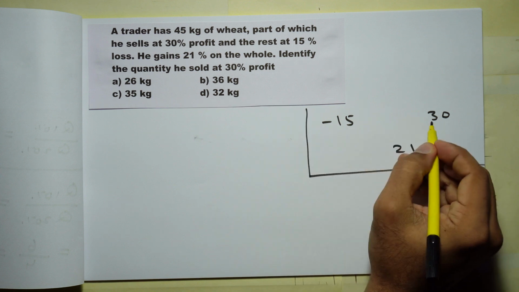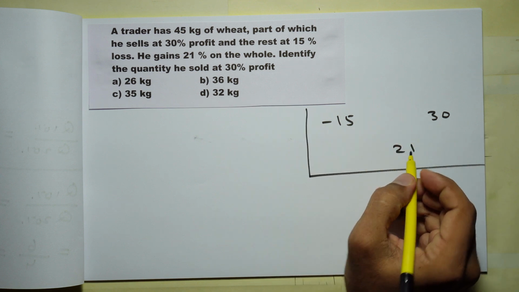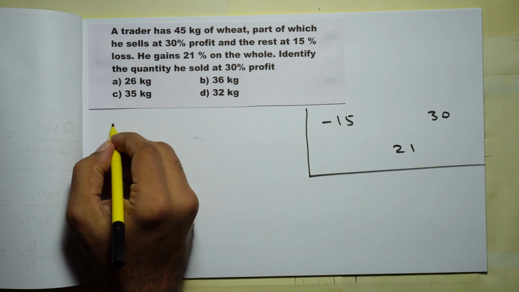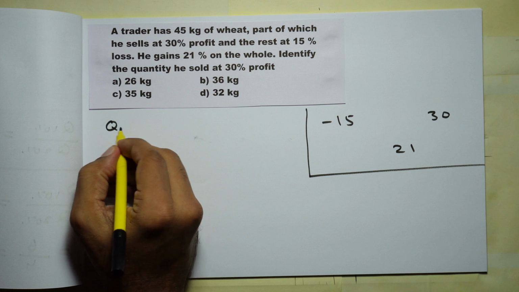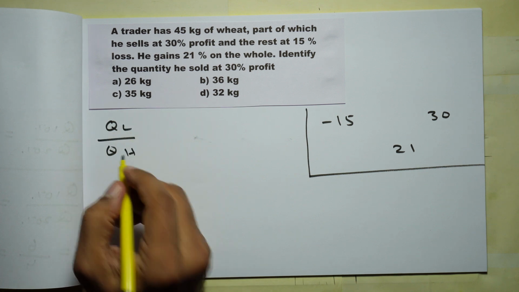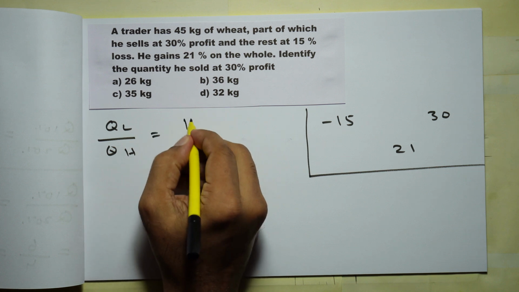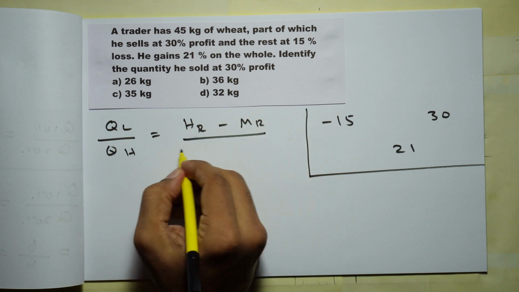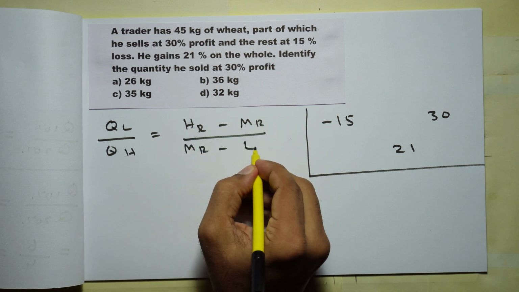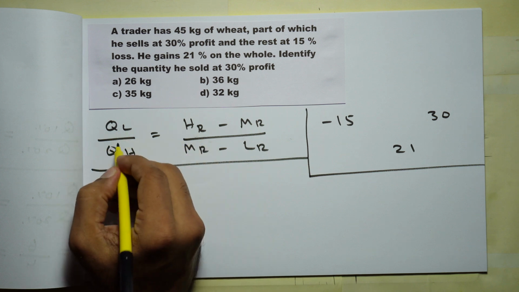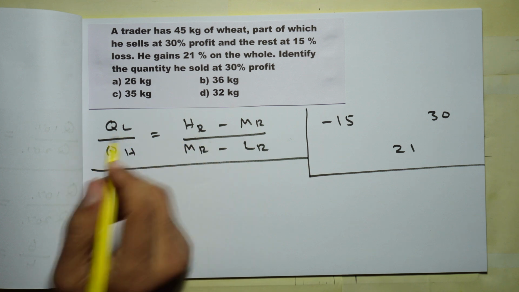So first we'll find out the ratio in which they are sold. So we'll substitute into the mixtures and alligations formula. That is quantity from which he is getting lower returns to quantity from which he is getting higher returns. This ratio is given as higher returns minus mean returns divided by mean returns minus lower returns. So just substitute into the formula and you will get the ratio in which they are sold.